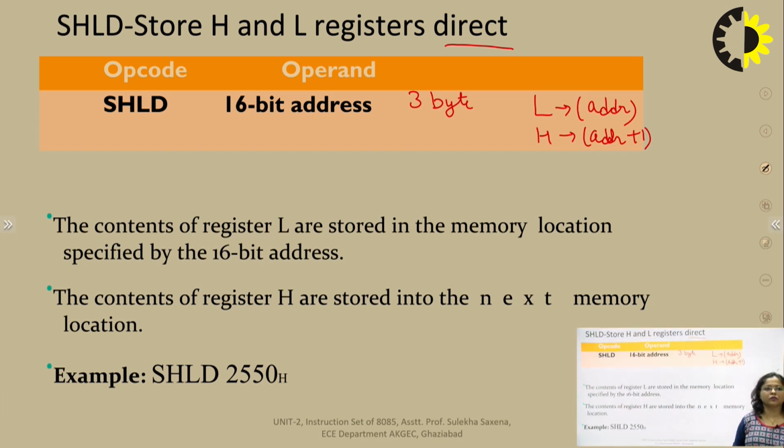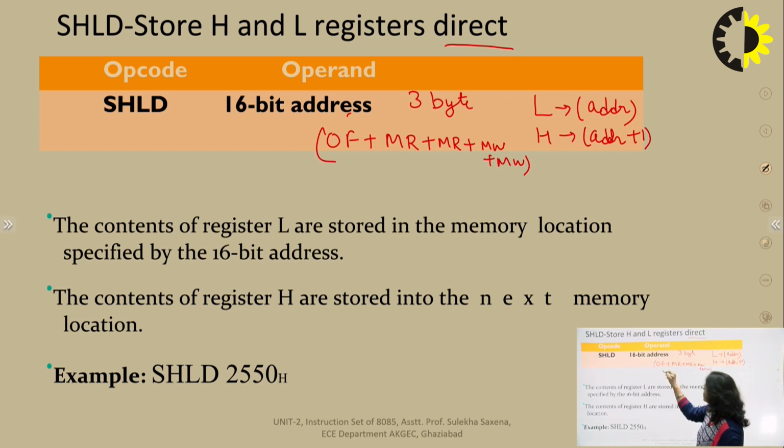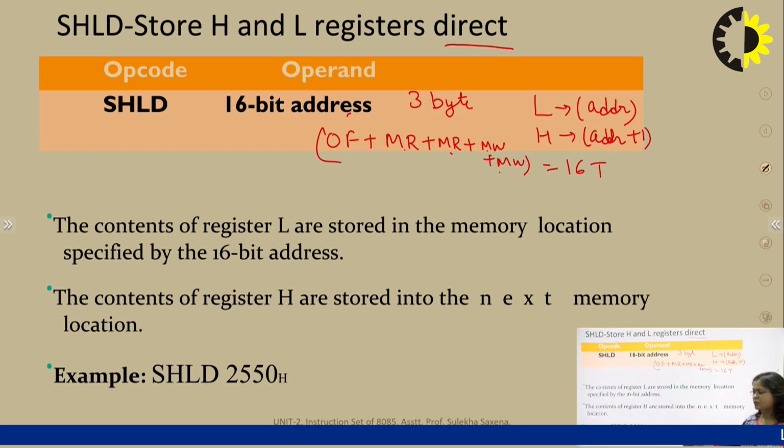When we talk about machine cycles, one is opcode fetch. To read the complete 16-bit address, it requires 2 read cycles. Then we have to write to address and address plus 1 location, so 2 memory writes. The total will be 12 plus 4, 16 T states. I hope this is quite clear to all of you.